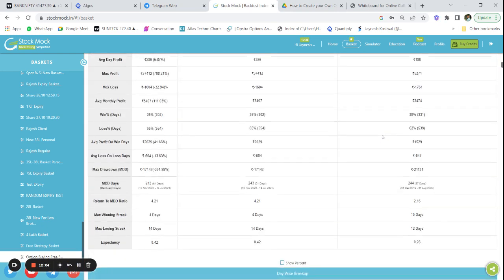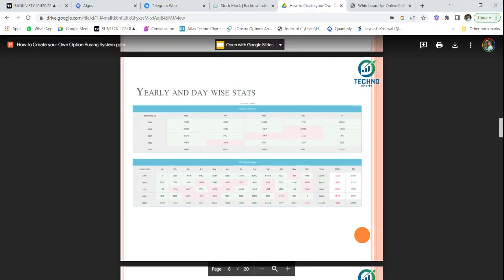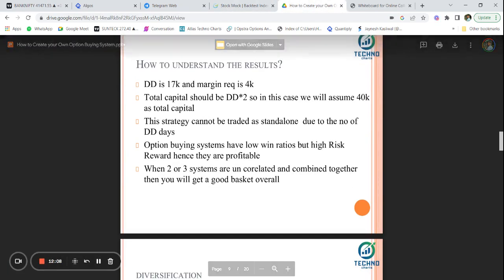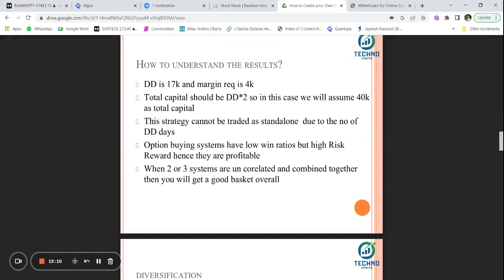Okay. Now after that, we design a different system. How do we understand the results? Now DD is 17k and margin required is 4k, so total capital would be DD into 2. In that case we will assume 40k as the total capital. This strategy cannot be traded as a standalone due to the high number of DD days, so you cannot trade the strategy as a standalone.